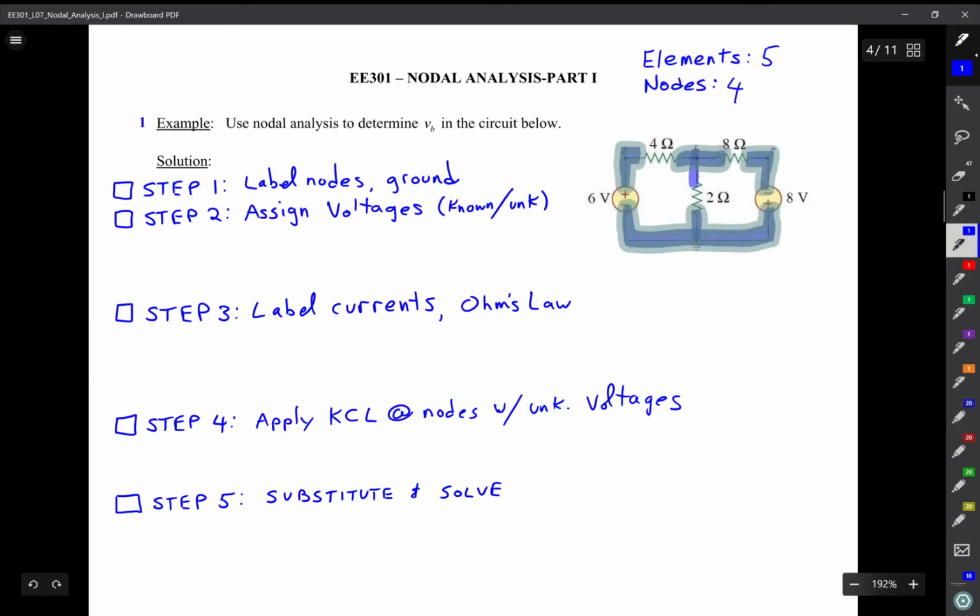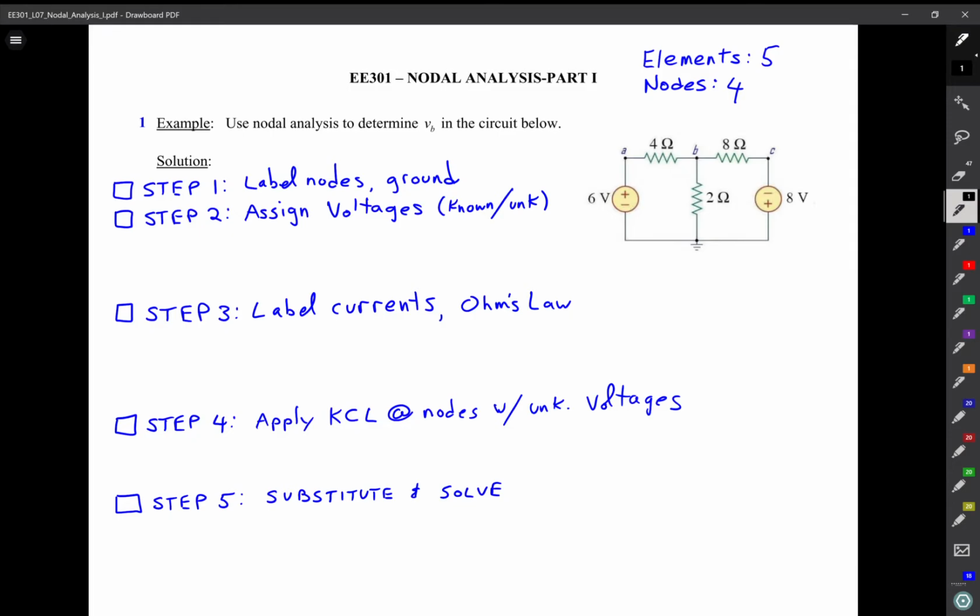Now I'm going to erase this because it gets a little confusing when I start drawing in currents. But that's it. So we have 4 nodes. One of them we have to designate as the ground, which we've shown right there. That's my ground. So I'm going to label nodes and the ground. I'll put parentheses around the A, B, and C just to be specific and notify us that those are nodes. Label nodes and ground. Step 1 is complete.